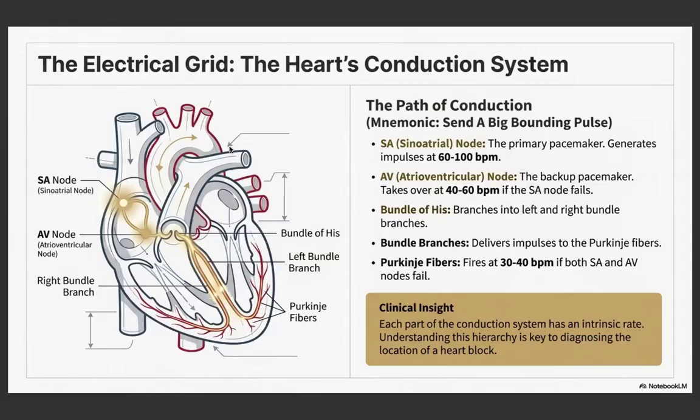You have a left side and a right side. Our bundle branches are going to shoot that impulse down to our Purkinje fibers, and then our Purkinje fibers are going to fire at a rate of 30 to 40 beats per minute. And that's in the event that both our SA and our AV node fail. So it's the contingency plan of those two nodes.